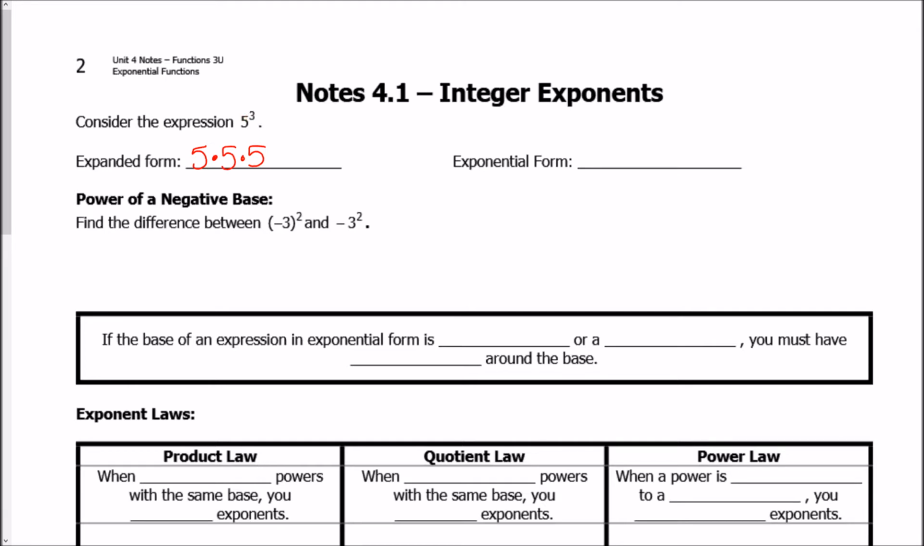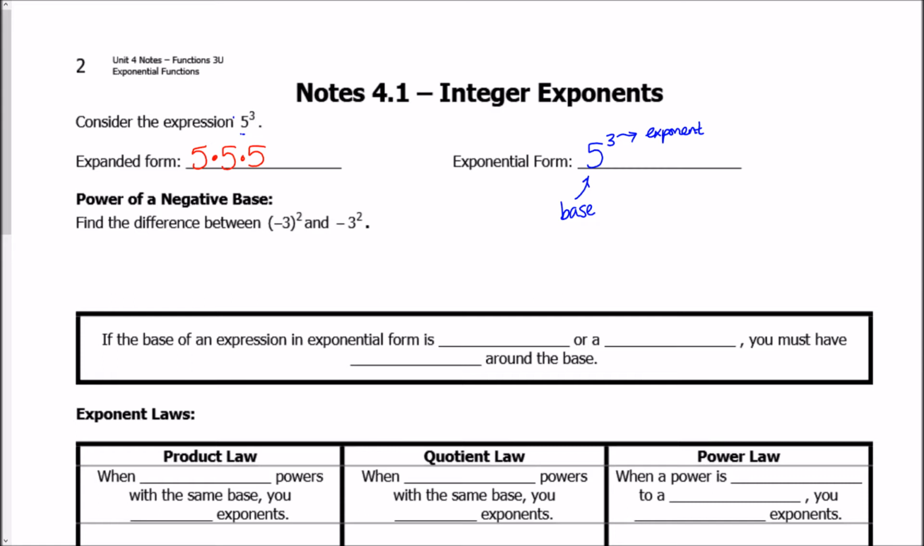Exponential form is just our expression here with an exponent. So we need a base and an exponent. So it's 5 to the power of 3, where 5 right here is our base and 3 is our exponent.